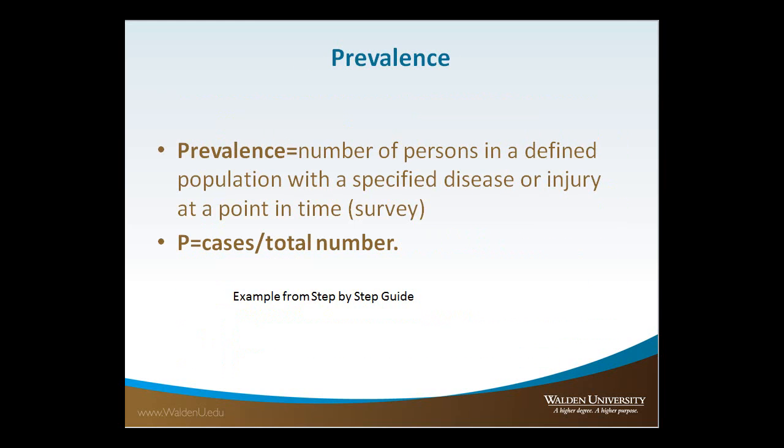So prevalence is the total number of persons in a defined population with a specific disease or injury. A good example would be heart attacks and heart disease. The total number of heart attacks in a year would be the incidence. The total number of people living who have experienced a heart attack would be the prevalence.